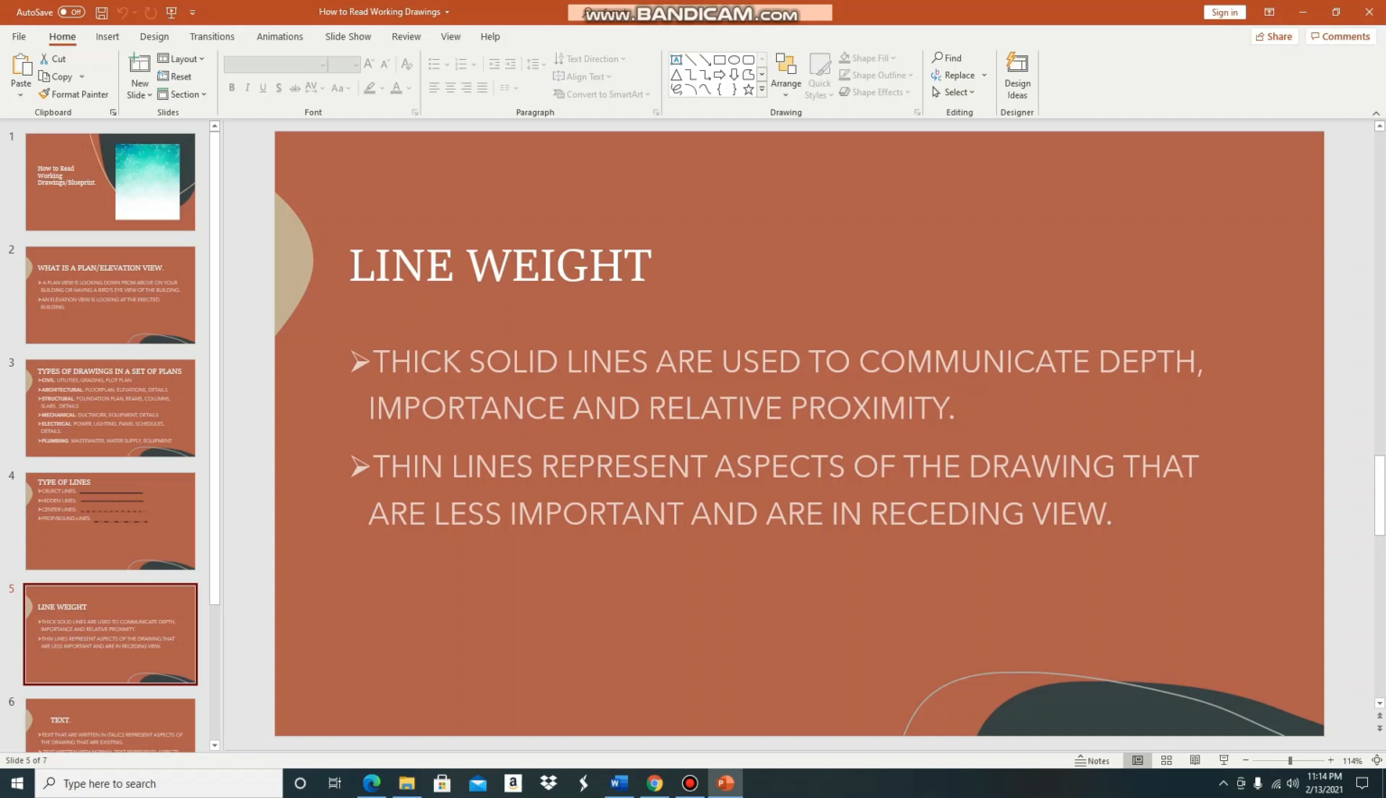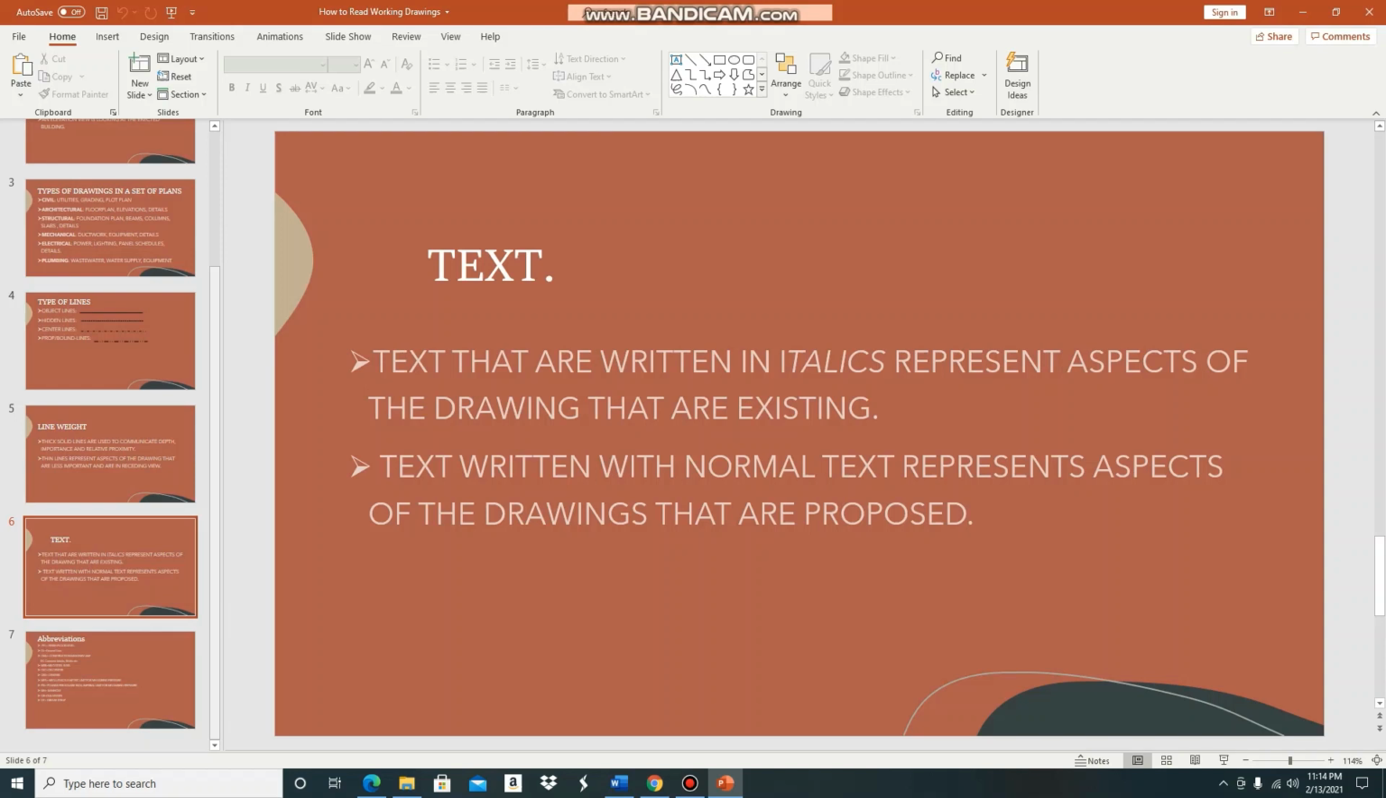Your line weight just tells you what is closer, as against what is receding in the background, in the foreground of your building plan. So that is critical to know. Okay, we are talking about text now.